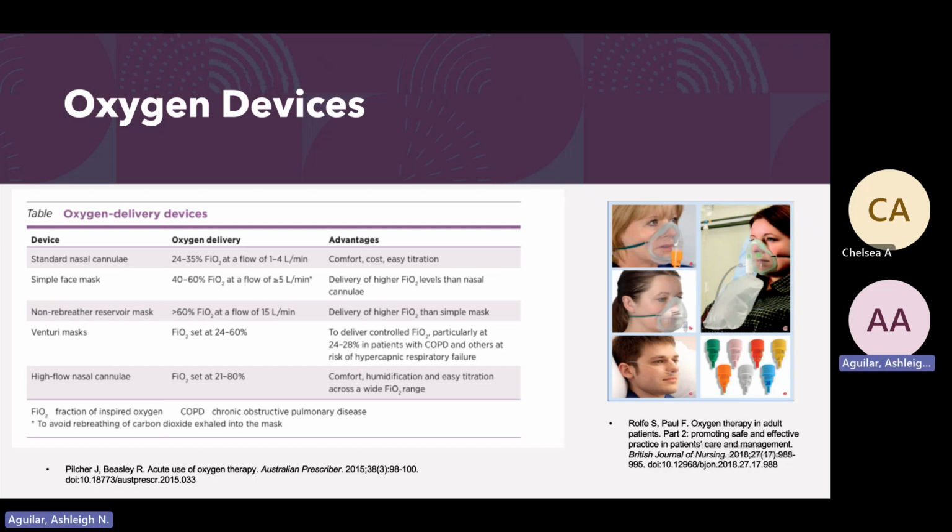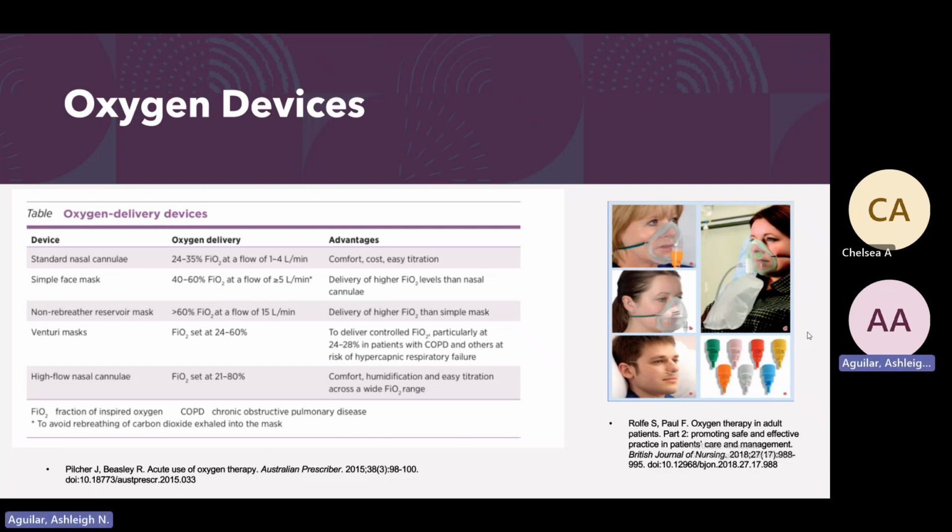And then the high flow cannula, your FiO2 can range from 21 to 80%. It's comfortable, it has humidification, and it's really easy to titrate across a wide range of FiO2. And down here it just has what FiO2 means, fraction of inspired oxygen. And then obviously we know what COPD is.